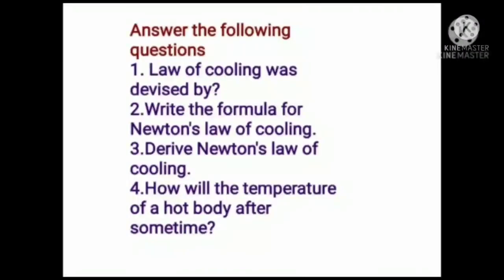So answer the following evaluation questions. The law of cooling was devised by whom? Write the formula for Newton's law of cooling. Derive Newton's law of cooling. How will the temperature of a hot body change after some time? Write all these questions. Thank you.